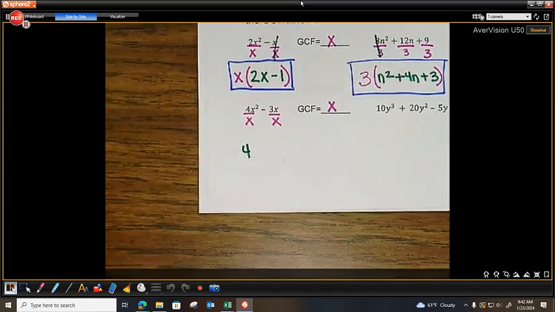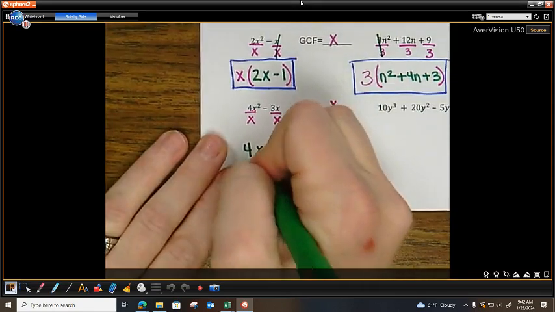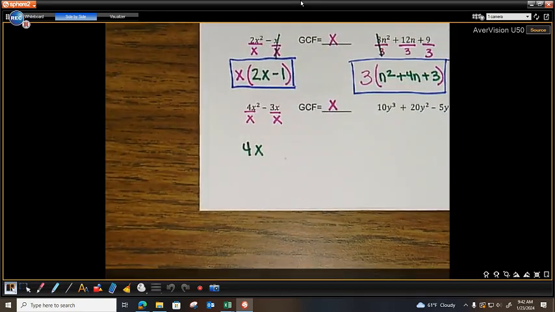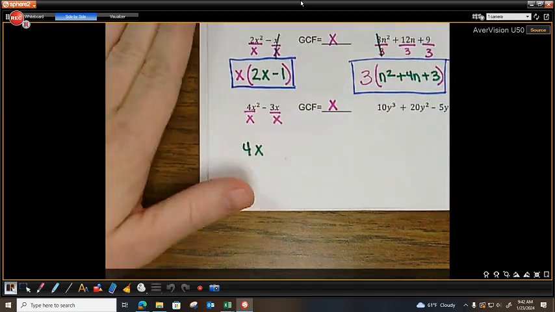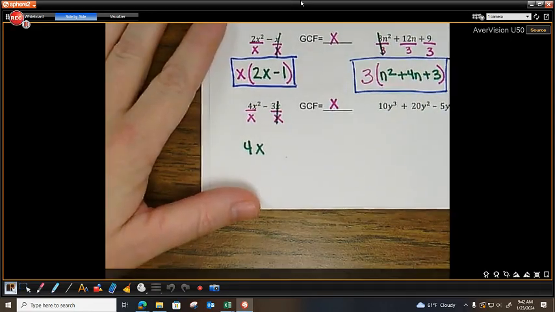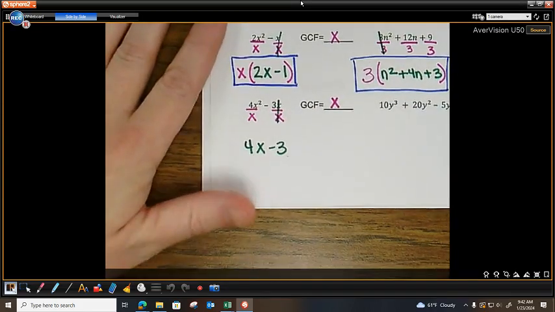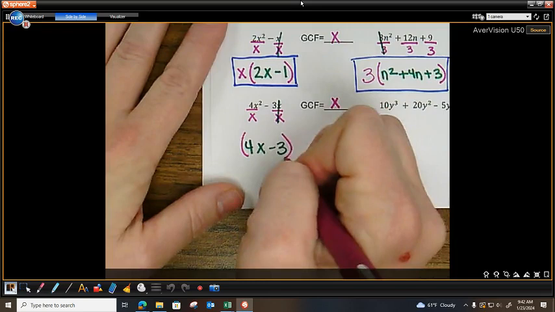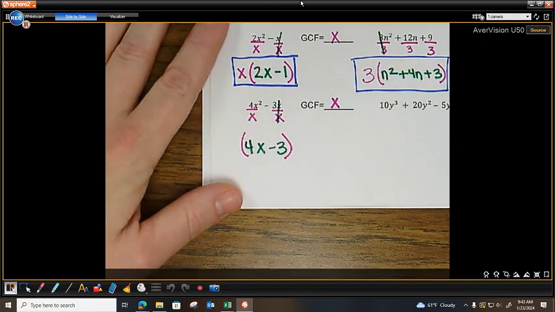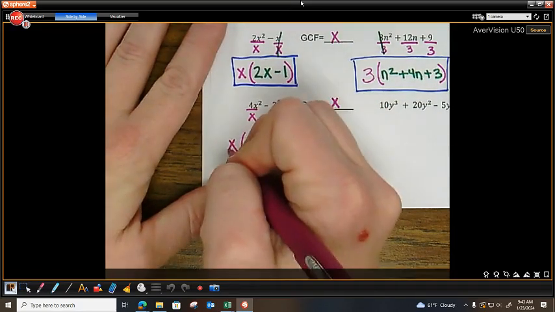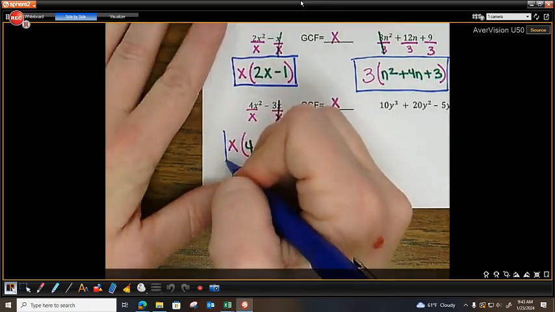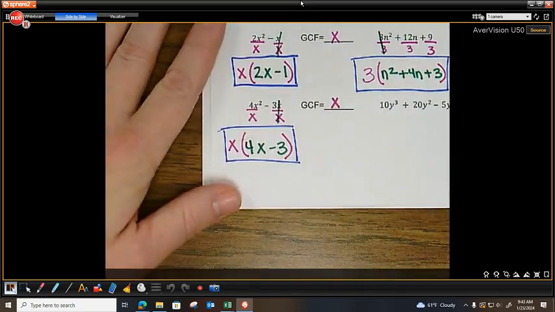If I have an x squared on top and an x on bottom, what am I doing? Cancel out a pair, and I'm left with just x on top. What's negative 3x divided by x? The x's cancel, and I'm just left with negative 3. Very good. Then what should I do? Put it in parentheses, and what always goes out in front? Which is, there's my answer. Good?